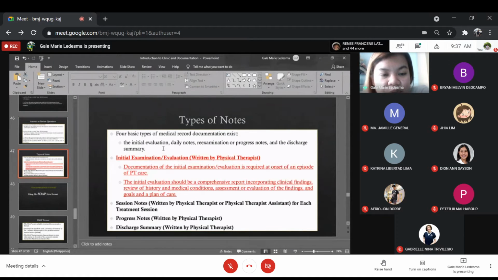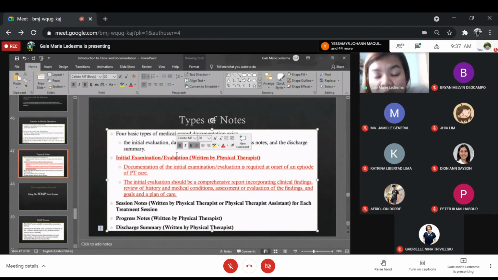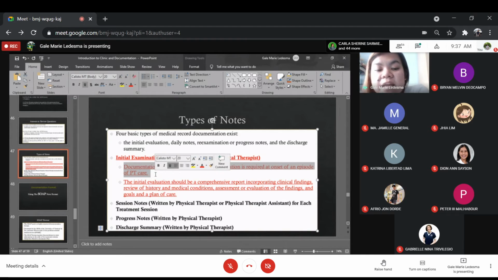Okay, so different types of notes. So, there are actually 4 basic types of medical record documentation. Okay, so we have the initial evaluation, which is the main content of this course, and also you will be taught how to write other notes as well, session notes, progress notes, and the discharge summary or the discharge notes. Okay, so for the IE, written by the physical therapist, documentation of the initial evaluation is required at the onset of an episode of PT care. So the first session of the patient, that is the initial evaluation.